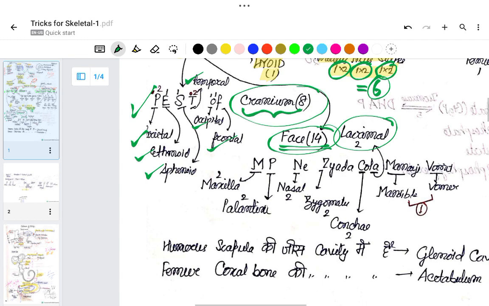So we'll study the facial bones. The mnemonic is MP de zyada kola manai vomit. So M for maxilla.